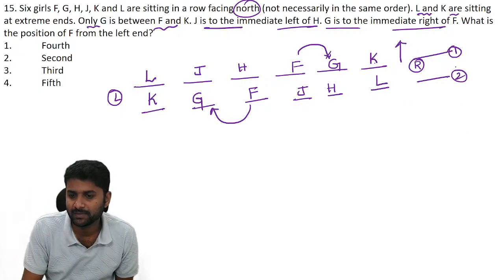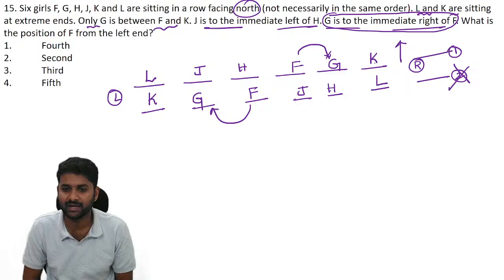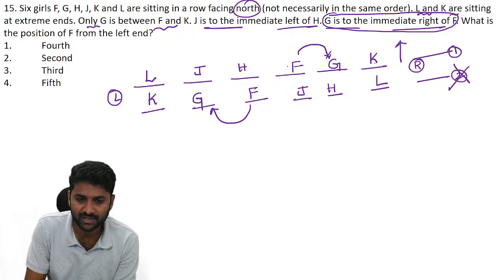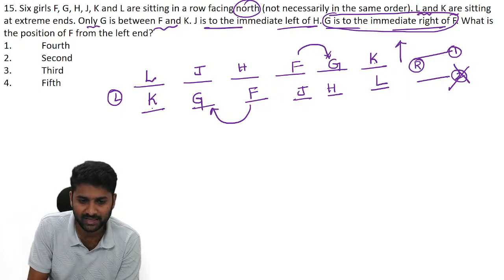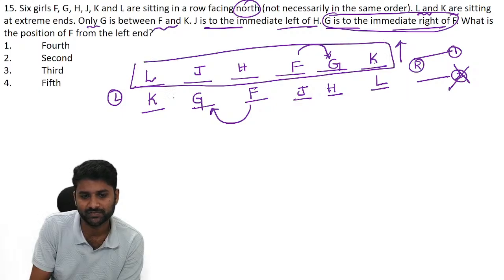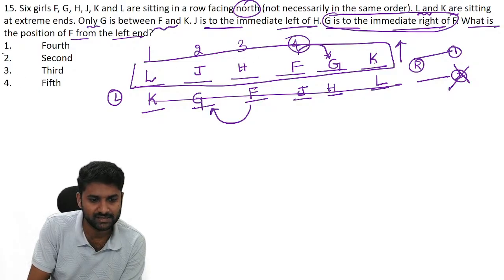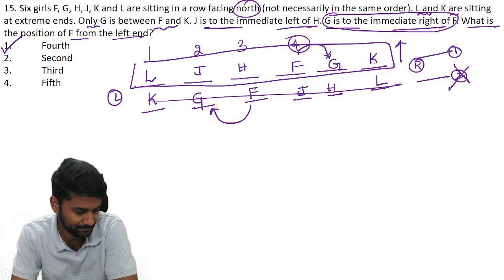So yes, we can eliminate the second one. Why? Because it violates this condition. The condition is G is the immediate right of F. But in the second arrangement you can see that G is the immediate left of F. That's why the best possible answer for this question is 1, not 2. Here the question: what is the position of F from the left end? This is the left end, now 1, 2, 3, fourth position. F exactly sits fourth from the left end.